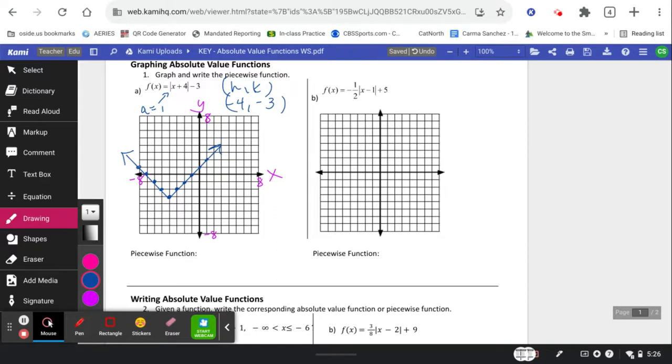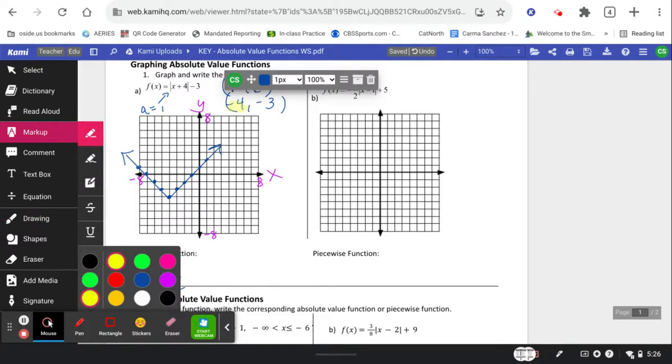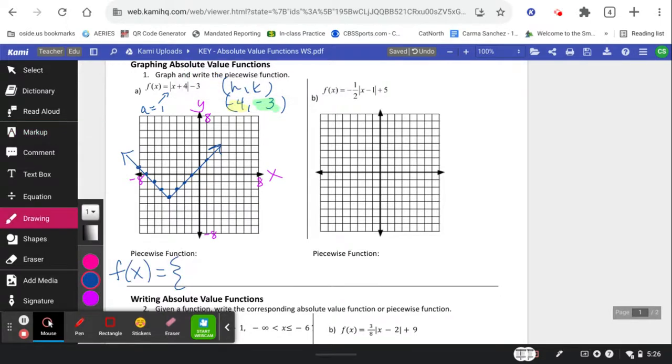Now that we've graphed the absolute value function, today in class we learned how to write this same absolute value function as a piecewise. And we're going to use the vertex, the same hk, this -4, -3 in our function, and the a value of 1. So you're telling me, Ms. Sanchez, that I just have to use the same exact function, x plus 4 plus -3, except instead of the absolute value bars, it's just going to be parentheses. And so we write it again, x plus 4 minus 3. And those are my two linear functions.